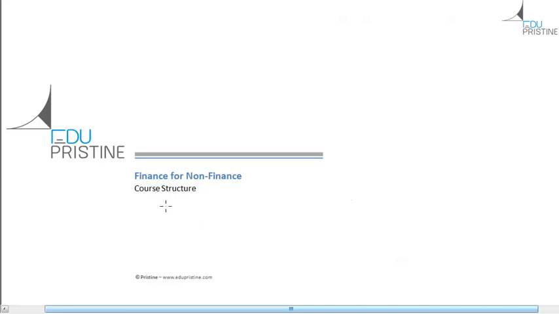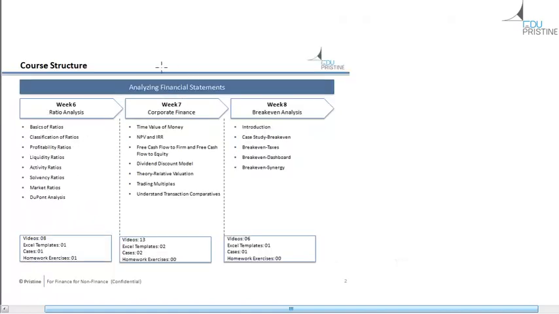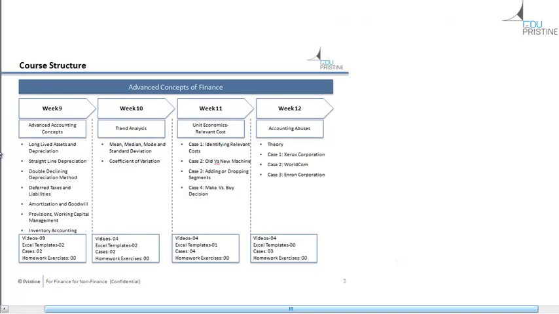In this particular session, I will speak about the course structure for the course on finance for non-finance. Primarily speaking, this course is divided into three broad parts. The first part is understanding the financial statements. The second part is related to analyzing these financial statements. And the third part is related to some of the advanced concepts in finance.